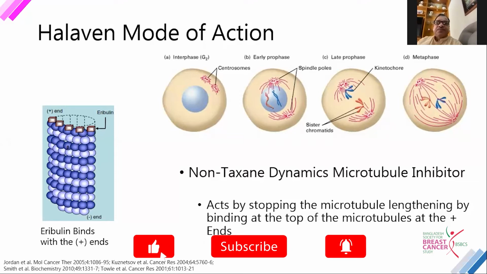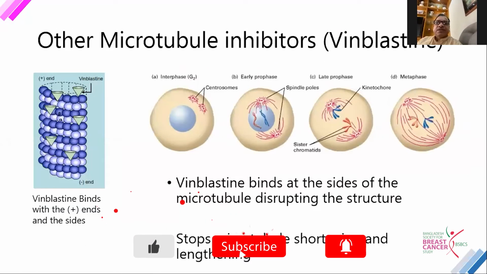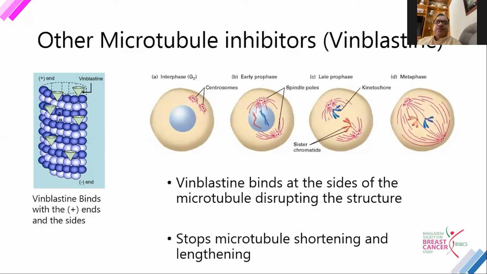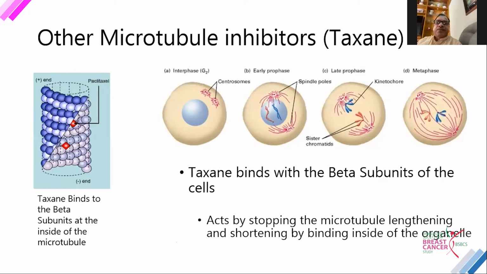Next slide. But vinblastine binds at the sides of the microtubule and disrupts the structure. So it stops the microtubule shortening and lengthening. Next slide, please. And taxane binds to the beta subunit of the tubulin and acts by stopping the microtubule lengthening and shortening by binding along it. Ultimately, it inhibits the microtubules.